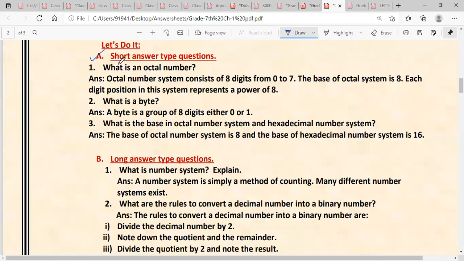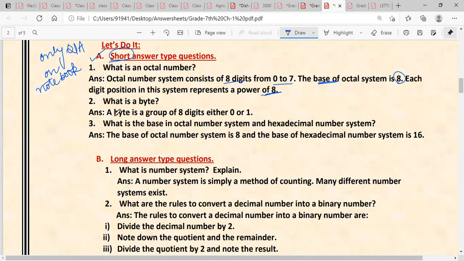A part, short answer type questions. Okay, we will do the first question. What is an octal number? Now, one point to keep in mind: write only question answers in your notebook, and other work you have to do in a book. Okay, octal number system consists of 8 digits. It means from 0 to 7, and the base of octal number system is 8, and each digit position in this system represents a power of 8. We take a digit in the power of 8.